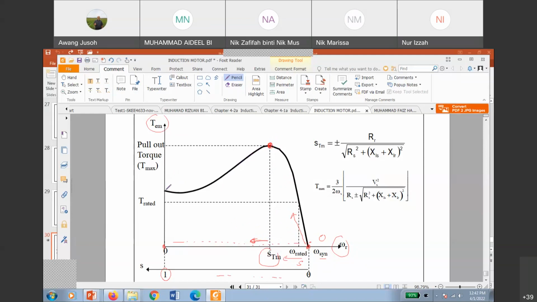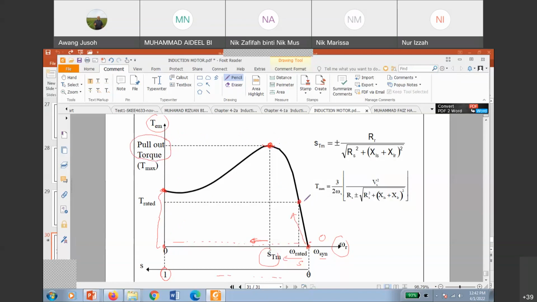And this is the starting torque. Whenever the slip goes to 1, this is the torque produced by the motor, the torque at starting. And this torque at maximum, sometimes they call it the pull out torque. How much maximum torque can be produced by the motor is given by this one. And this is the rated torque, or full load torque, same thing.